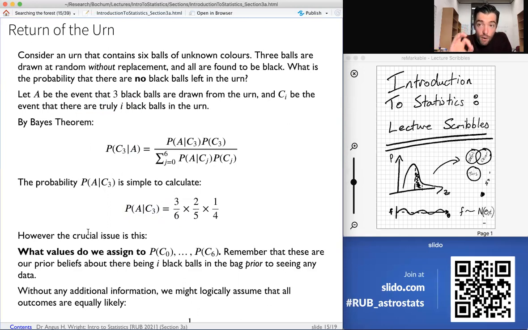These are the prior beliefs. So before we observed anything, what prior belief do we assign to the probability that there exist i black balls in the urn? Now, without any additional information, you might just quite logically assume there's no way to know, right?